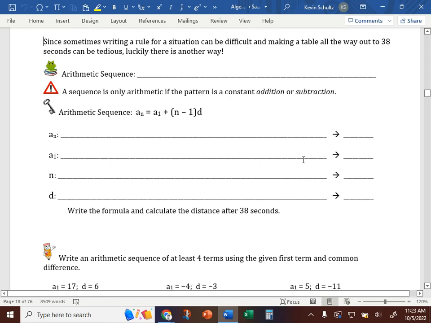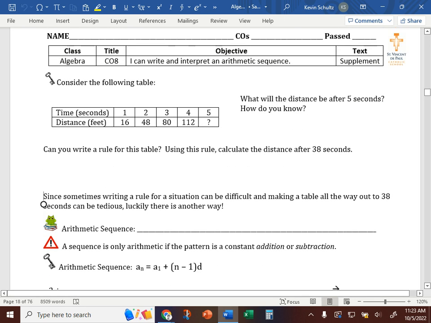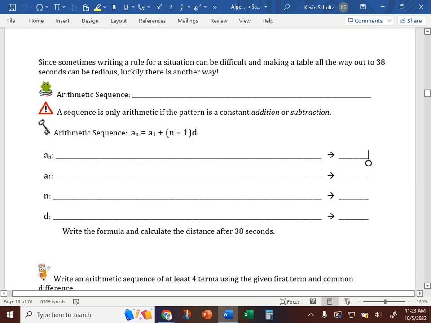Good day, Algebra. We are continuing our talk about an arithmetic sequence. Just to recap, yesterday we went through a table. We talked about how an arithmetic sequence could be helpful because rather than continuing this table all the way out to 38 seconds, we looked for a rule. We found the rule and used that to predict what the distance will be after 38 seconds. But an easier way, arguably, is using what's called an arithmetic sequence.